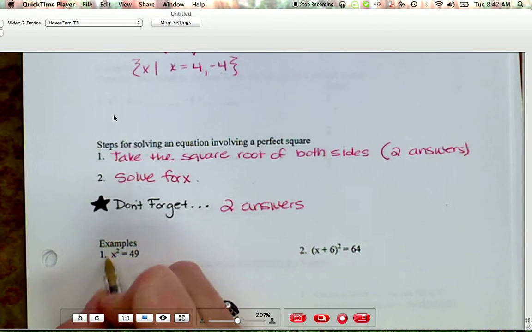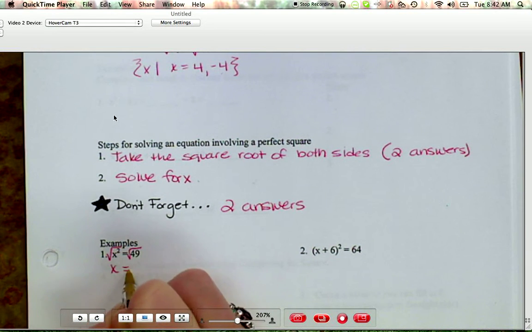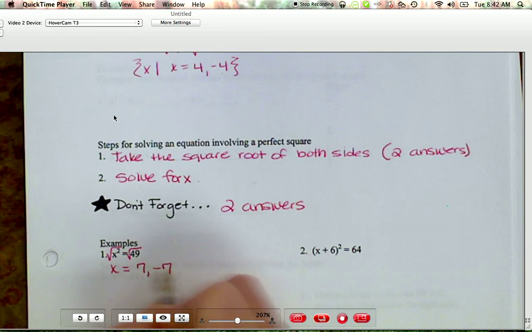So we start very simple. We get x squared equals 49. You take the square root of both sides, and we get x equals 7 and negative 7.